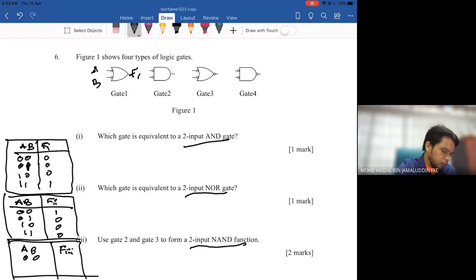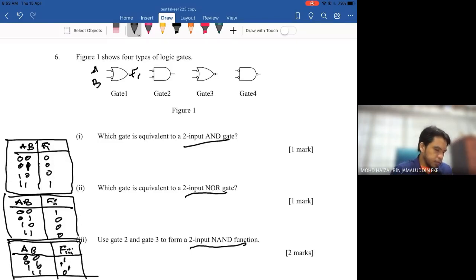Okay, 0, 0, 0, 1, 1, 0, 1, 1. So this gate, NOT. 0, 0 is 0. Then 1. 0, 1 is what? 0. Then 1. Then 1, 0 is 1. 1, 1 is 1. Then you have a 0.